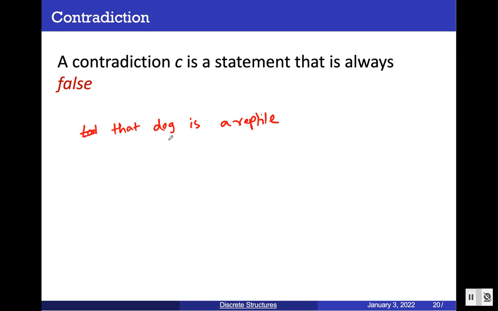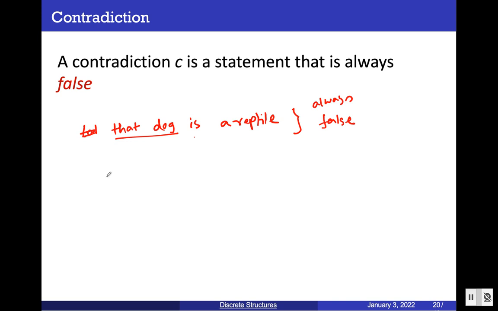All right, so in that case, actually I don't have to look at the dog, whichever dog the guy is talking about. I can just say that no, that's not true, that's a false statement. It's always false. It doesn't matter which dog you are talking about, this statement is always false. No dog is a reptile. So if a statement is always false, that means it's a contradiction.